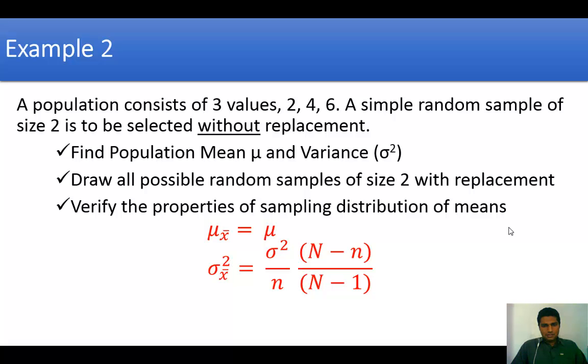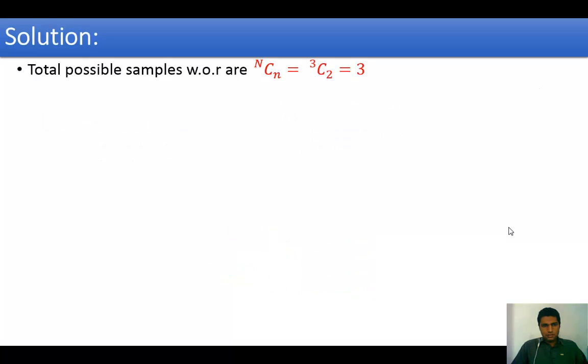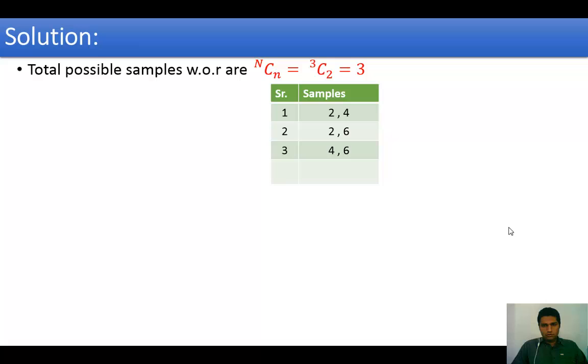This is example 2, and we are supposed to do the same example, but this time without replacement. Let's move on to the solution of this example. Total possible samples without replacement are capital N combination small n, that is 3C2, and the answer is 3, so there will be only 3 samples. Let's see the samples: 2 with 4, 2 with 6, and then 4 with 6. It is without replacement, so no unit will be repeated in our samples.